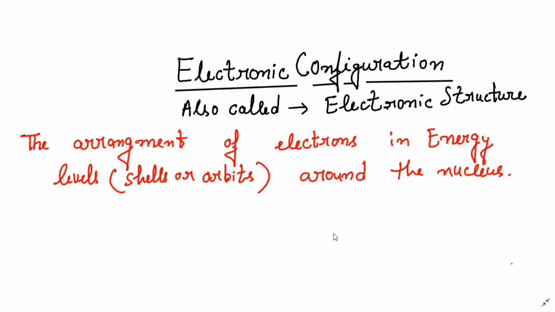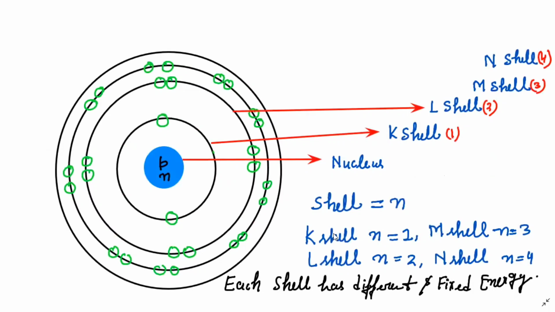Now, the 2n square rule. What is this? The 2n square rule helps in the determination of the arrangement of electrons. As you can see here, this is a structure of an atom. We can assume that this is a community, a society, and the center, the nucleus, is the clubhouse of the community. These are the shells and these are the electrons.